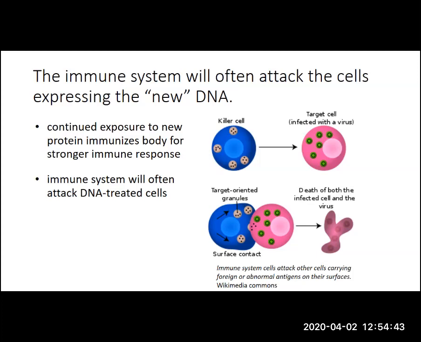The problem is that once we've got an immune response, each round of gene therapy, if we do it in a traditional sense, is likely to elicit this immune response, and we get quicker and quicker elimination of the cells that we've tried to alter by putting the new DNA in.